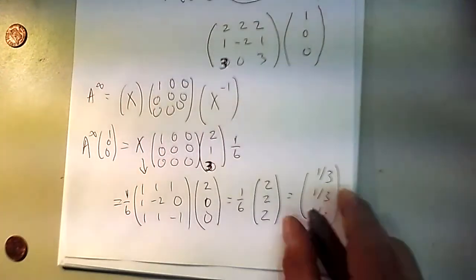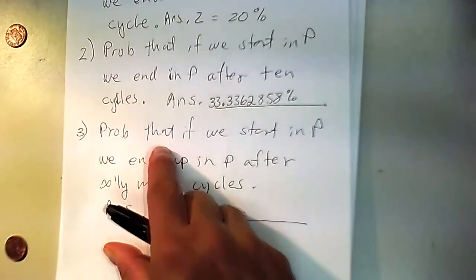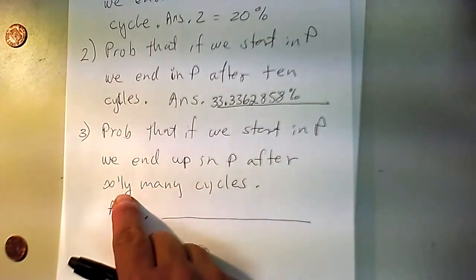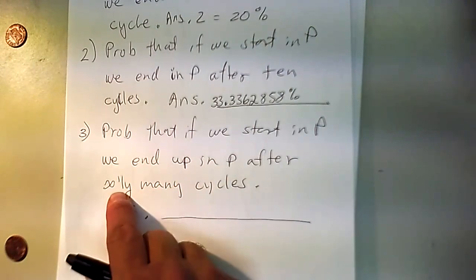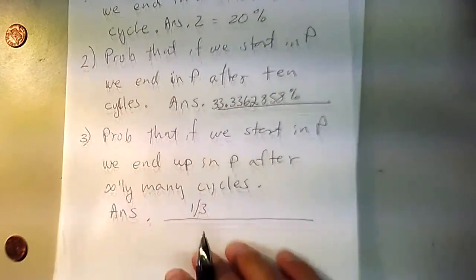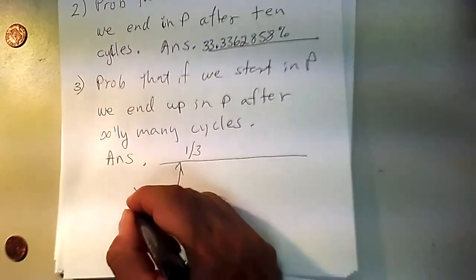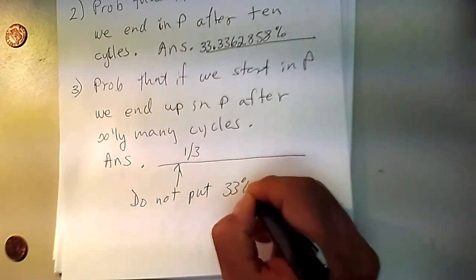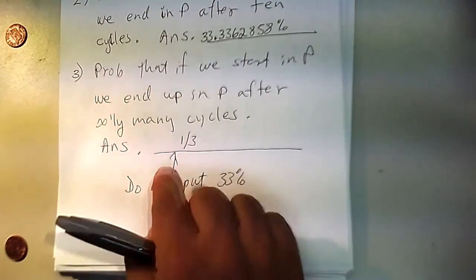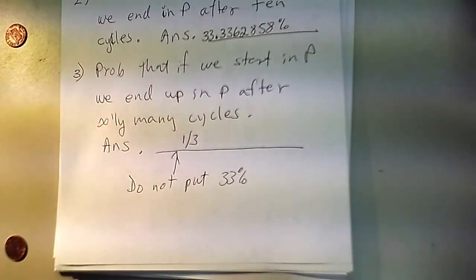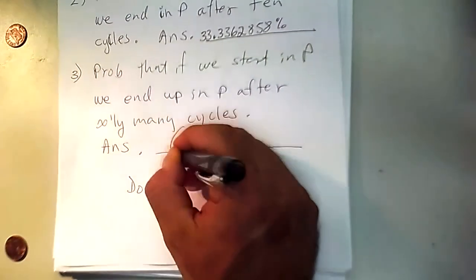So there is the answer. Let's answer the question. The question was the probability that if we start in P, we end up in P after infinitely many cycles, and the answer is 1/3. Please do not put 33%, because that is an approximation. We want to be precise. So we don't put the percentage, we just say 1/3, which is exactly the same thing as 33%. So that is the answer to that.